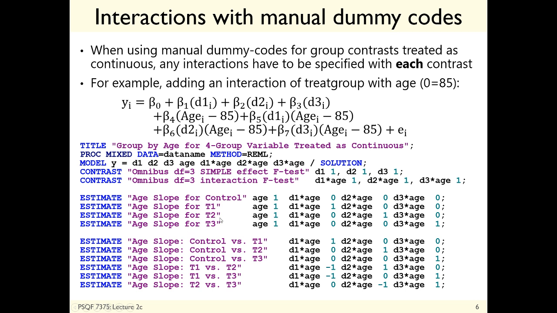Likewise, we can get the age slope for the treatment 2 group, treatment 3 group, and then the difference is down here. So if I want the difference in age slopes between the reference group and each of the other treatments, that's the first 3 lines that are already given to us by the model. The second 3 lines then are implied by the model, and I have to ask for them.